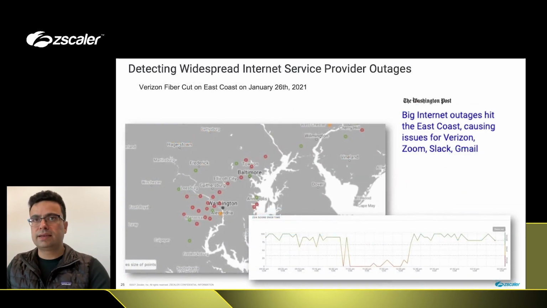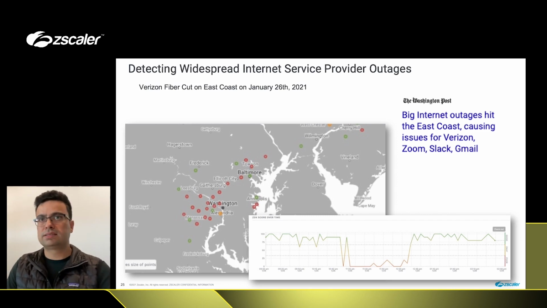Now, let's take a look at a wider service provider outage that impacted users in certain regions of the world only. So this is tied to a Verizon fiber outage that happened earlier this year in January. Not only can ZDX detect global and regional app issues, it can also see ISP issues affecting performance.